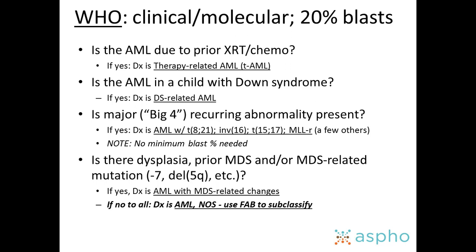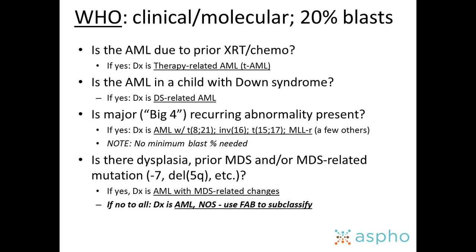So if you have a patient you do a bone marrow on and they come back with an 8;21 translocation, one of the recurrent genetic abnormalities that defines AML, then it doesn't matter what percent blasts are there, they have AML. And that's an important thing. That's a difference between WHO and the preceding. If they don't have a defining molecular abnormality, then you just require 20% blasts in the bone marrow to have acute leukemia.